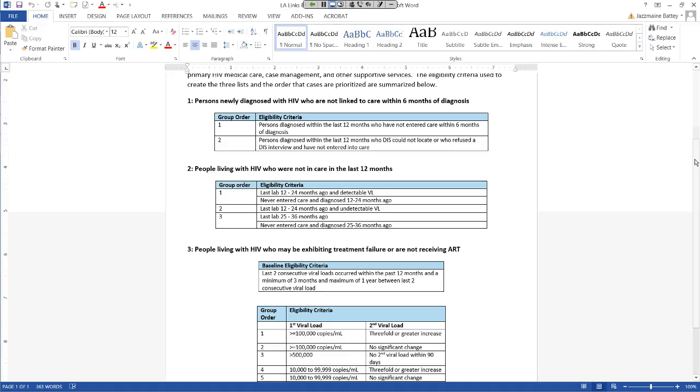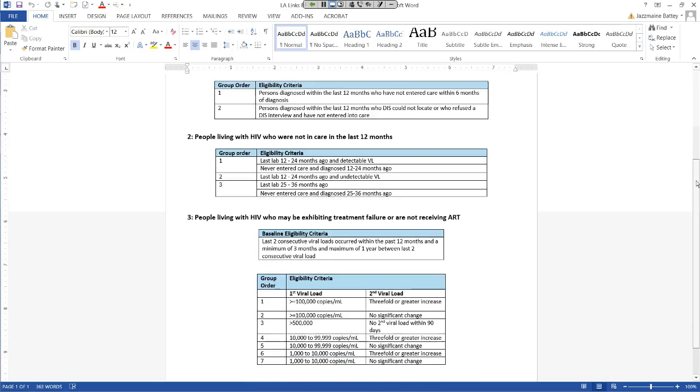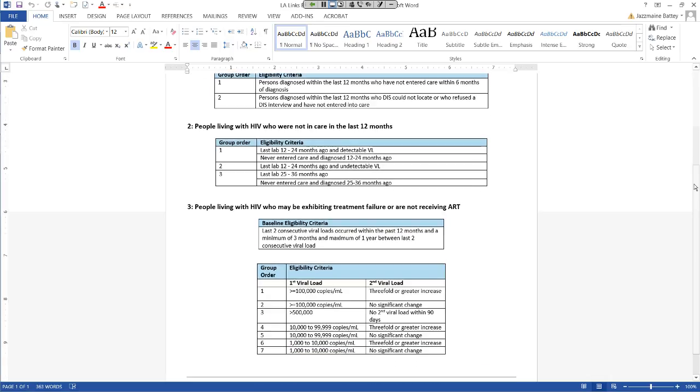I also just wanted to highlight that in Louisiana, I mentioned we do linkage to care with persons who are newly diagnosed and persons who are living with HIV who have fallen out of care or have never been in care. However, we're also doing these activities with a third group, which you can see on your screen, and this is people living with HIV who have high viral loads. So they may not be receiving ARTs, they may be exhibiting treatment failures, there may be adherence issues, and this group has been a great group to work with. It has also posed some challenges.